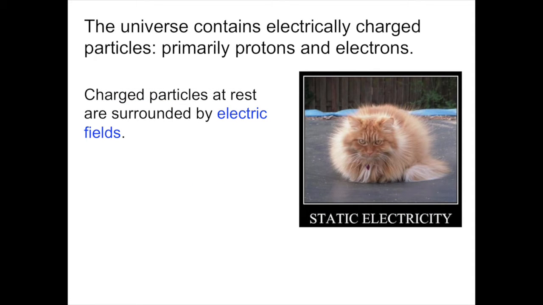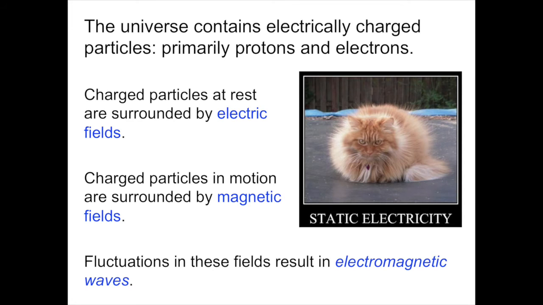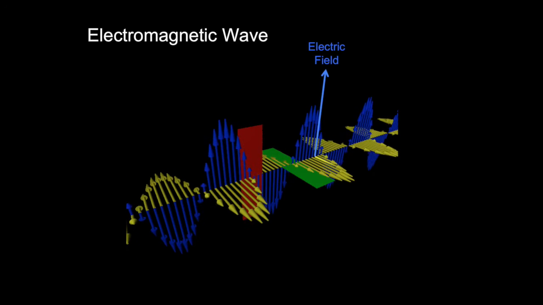The universe contains electrically charged particles, primarily protons and electrons. A charged particle at rest is surrounded by an electric field that stretches out in all directions radially away from the particle, much in the way that the fur on this staticky cat is stretching out in all directions away from the cat. A charged particle in motion, however, is surrounded by a magnetic field. Charges in motion produce electrical currents. Flow of electrical charge and electrical currents generate magnetic fields. Fluctuation in these electric and magnetic fields results in the creation of electromagnetic waves.